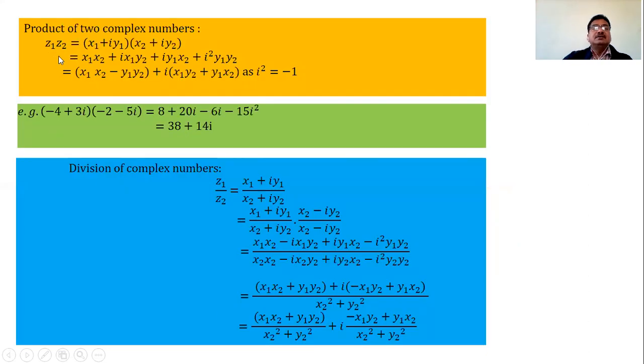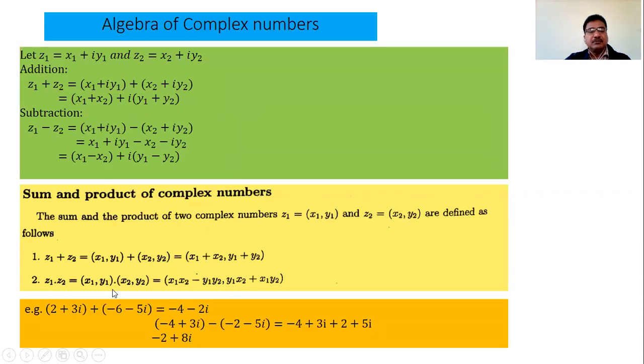Then the product: how can you define the product of two complex numbers? These are the complex numbers. This bracket contains two terms and this bracket contains two terms. Therefore, their product contains four terms. What are they? x1 into x2, i x1 y2, i y1 x2, and then plus i square y1 y2. And i square is minus 1, so we have x1 x2 minus y1 y2, which becomes the real part, and then plus i common from these two, so we have x1 y2 plus y1 x2. So this is the product of two complex numbers.